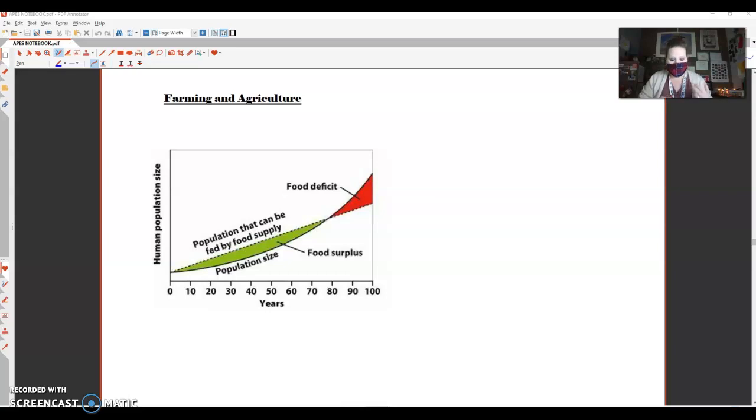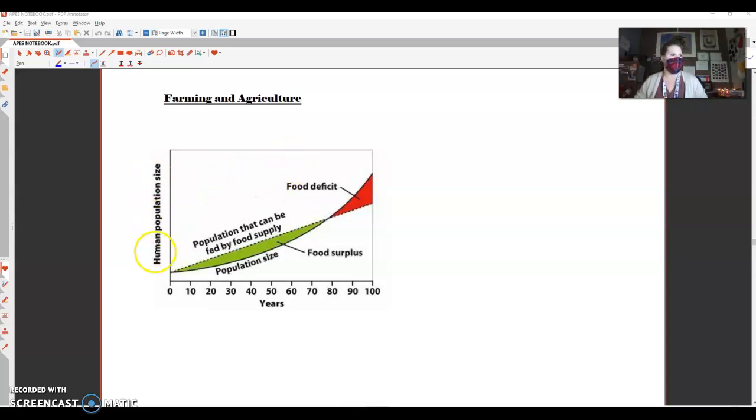today. So the first thing that we want to think about is how all of this ties into the human population. We know that the human population is growing exponentially. So are we able to keep up with the increasing needs of that population growth? So let's consider this graph in your notes.